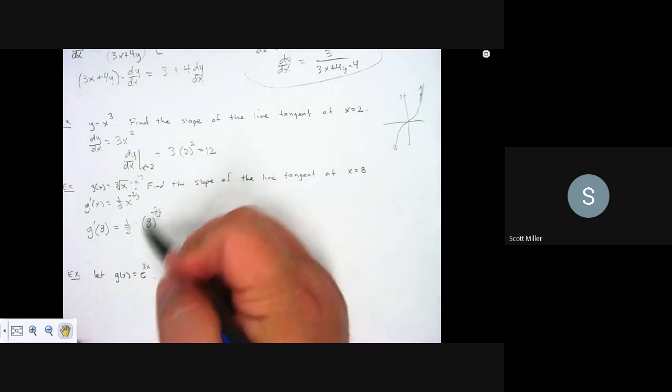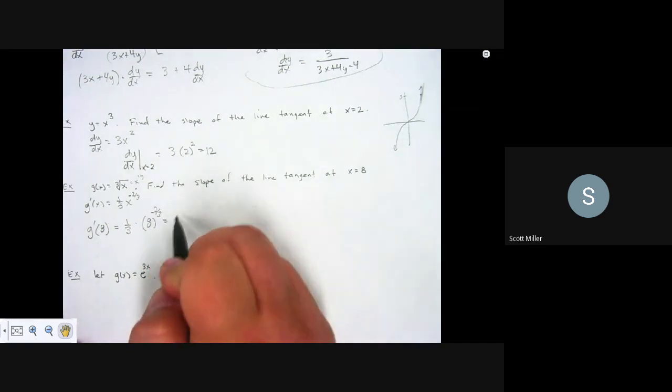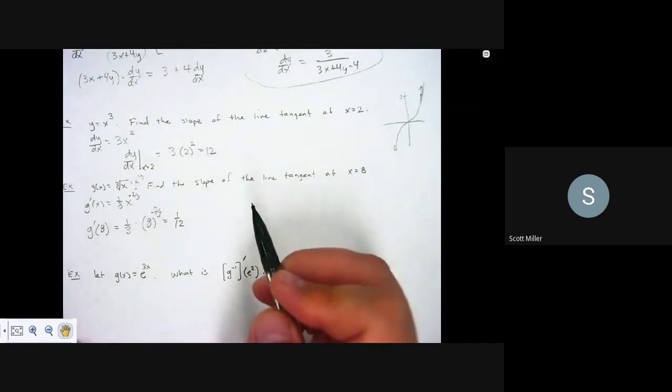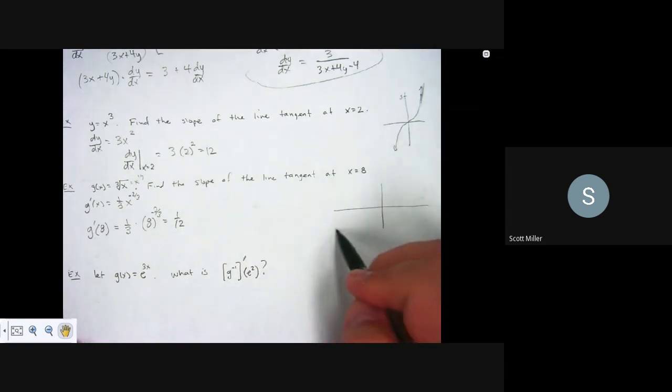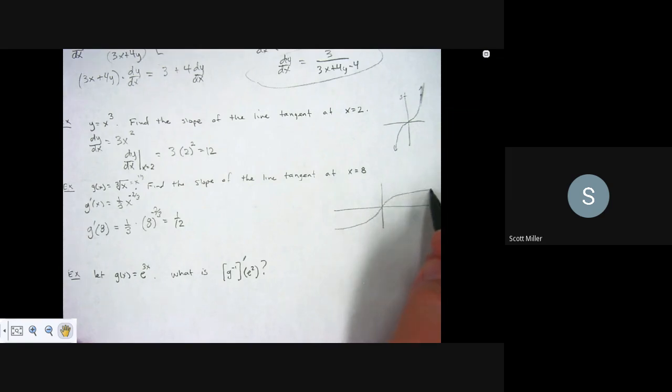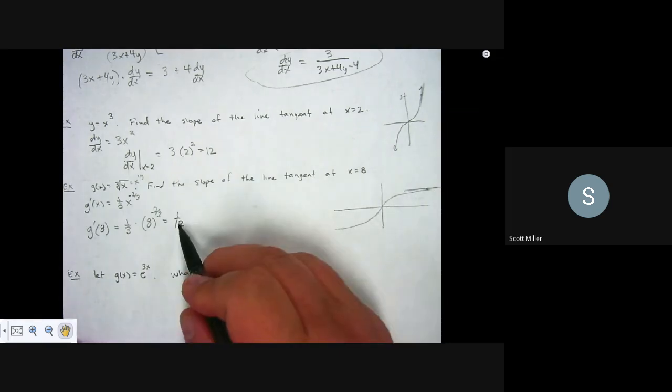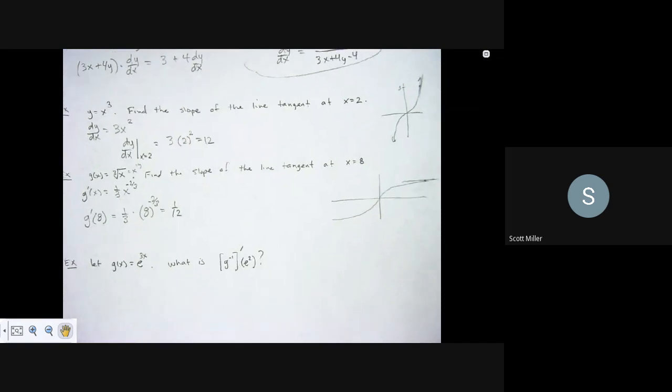So we have this right here. We plug it in, and we get 1/3 times 8 to the negative 2/3. This is just going to get flipped over, so it's basically 1/4, and I get 1/12. Again, if you looked at the graph of this thing, it's going to look something like this. Remember, where is 8? 8 is way out here, and that's the slope we're looking for there. 1/12. Well, that's kind of interesting, isn't it?